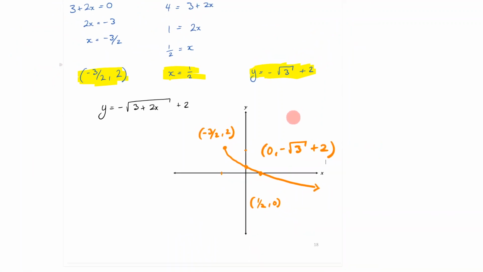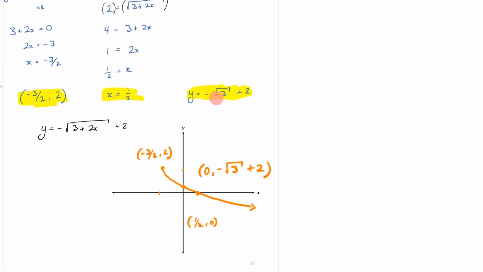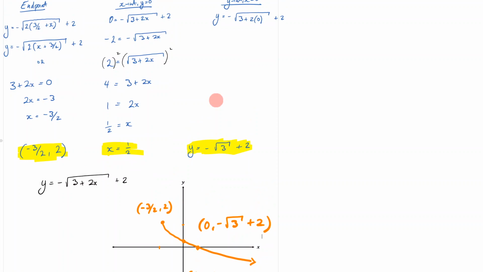So we have labeled my x-intercept, we've labeled my y-intercept, and we've labeled the endpoint, just like that. Hopefully you found this useful and you have a good understanding of the square root graphs.